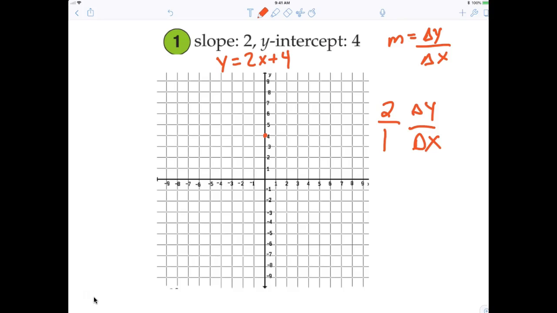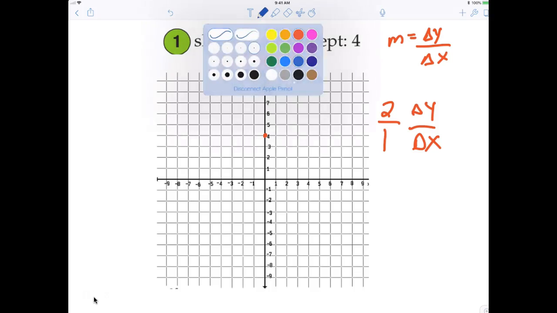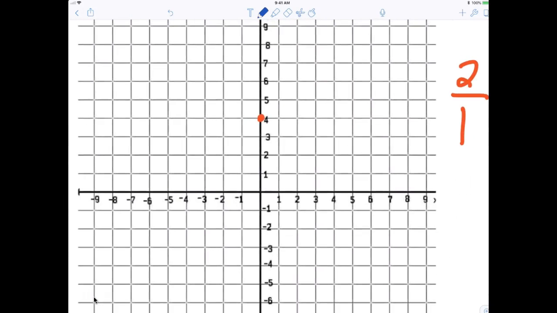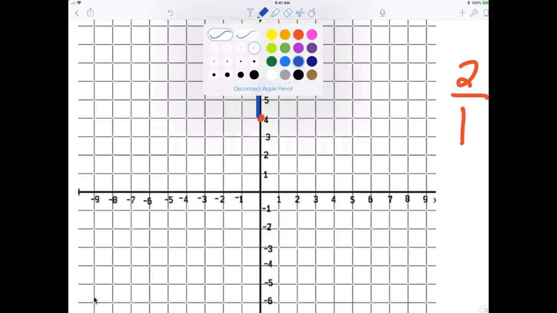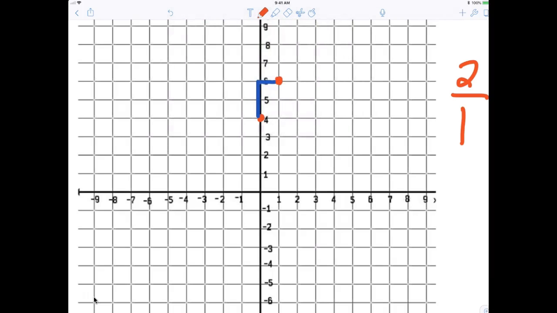Now I'm going to make the demonstration here, just so you can see. Blow it up a little bit. I'm going up how many? 2. And then I'm going over how many? 1. And then I plot the next point right there. Does everybody see that? So on your little note right here, you can say this represents delta y, and this represents delta x. And now you just draw the line through those 2 points.